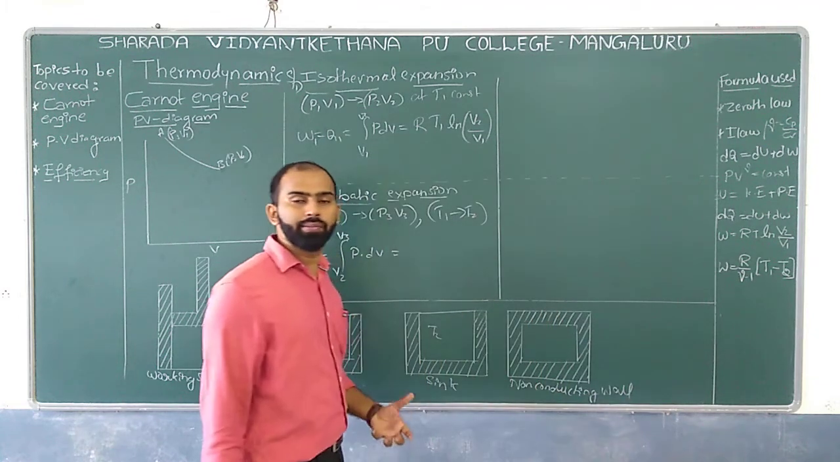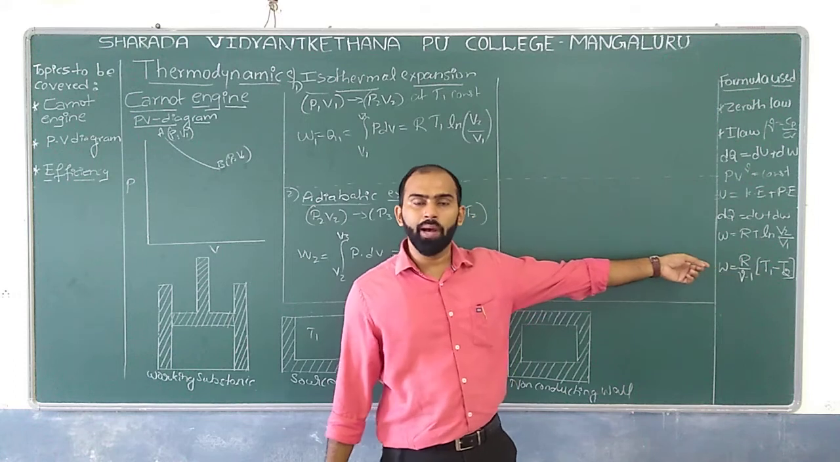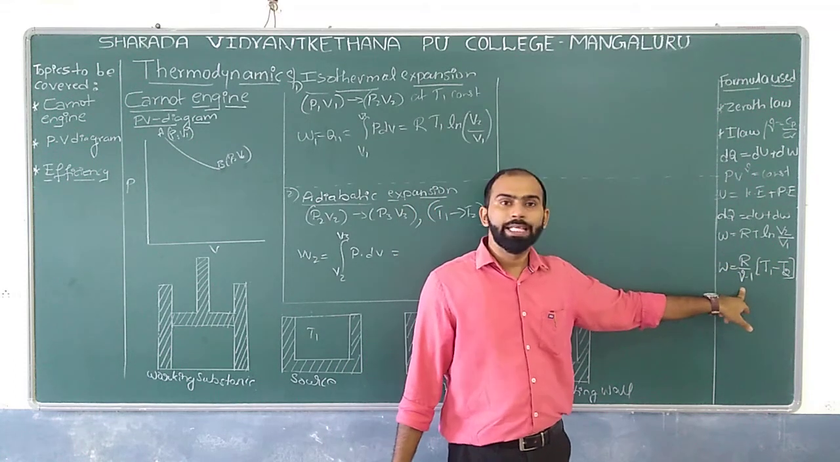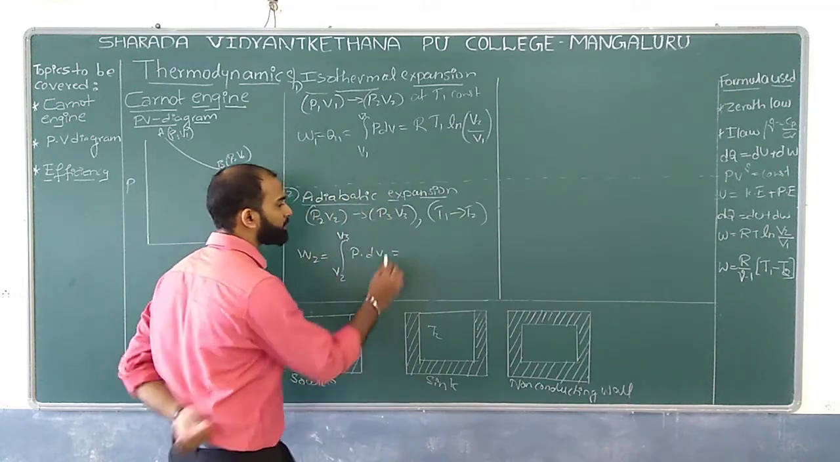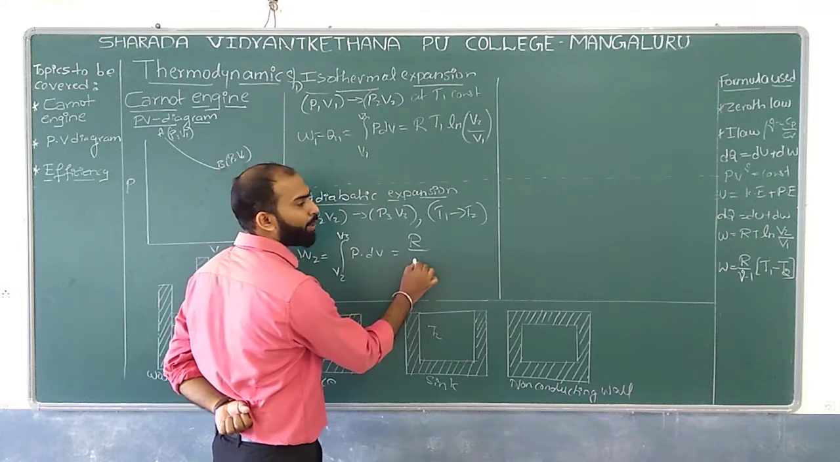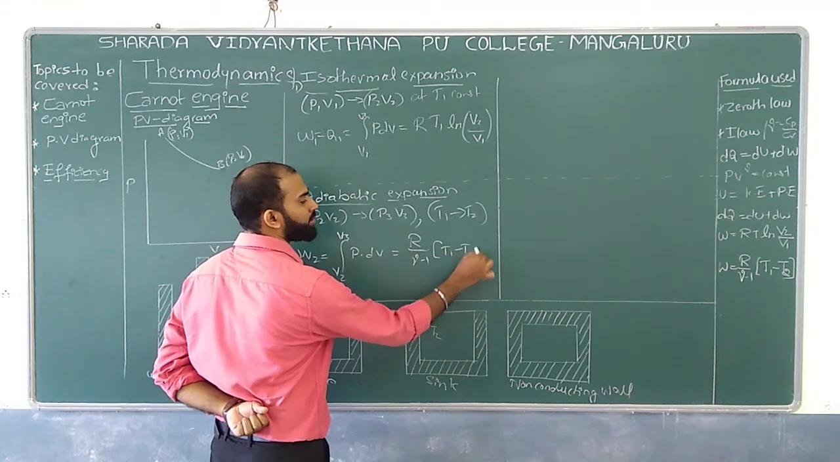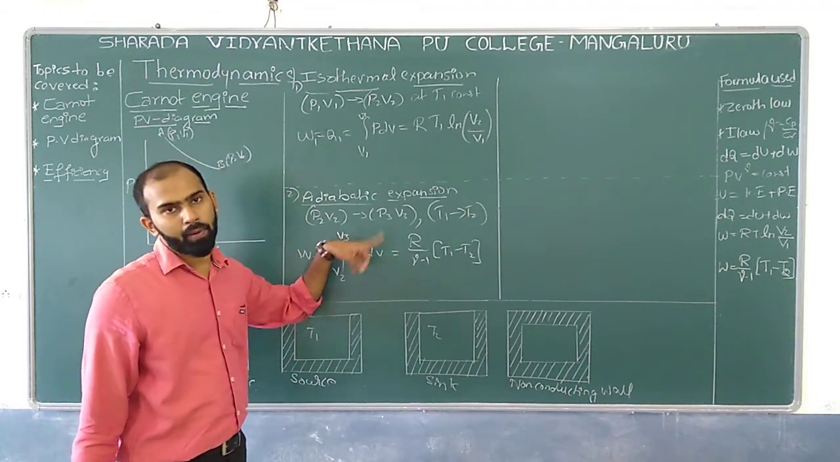R is the universal gas constant, gamma which deals with what? Gamma which deals with specific heat ratio. Well, so this is what exactly we can have: R divided by gamma minus 1 into T1 minus T2. So this is what exactly we can have in adiabatic expansion.